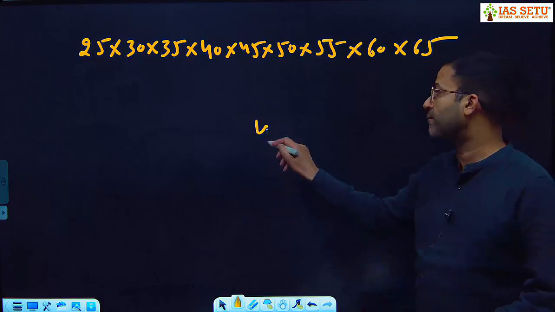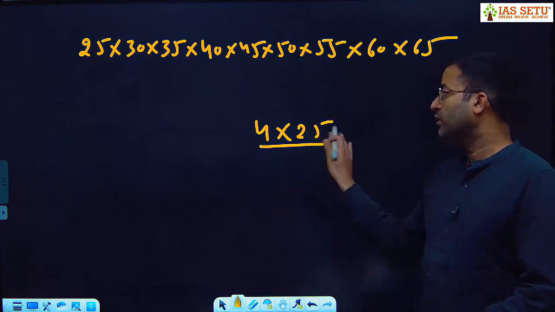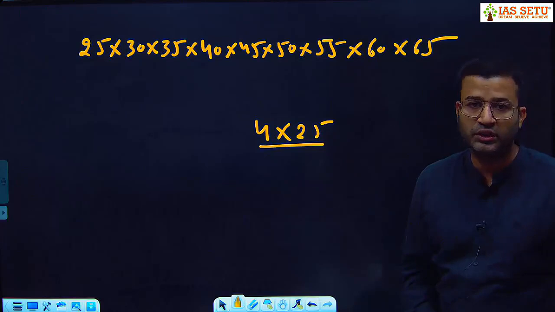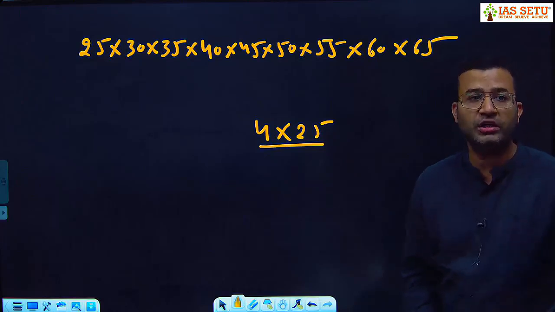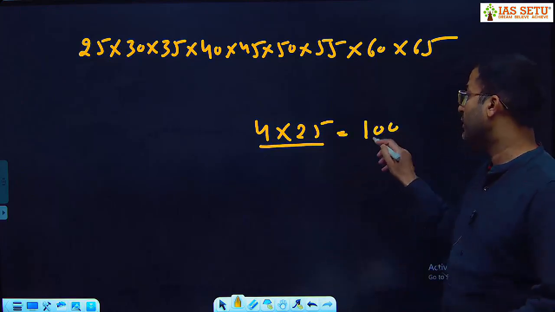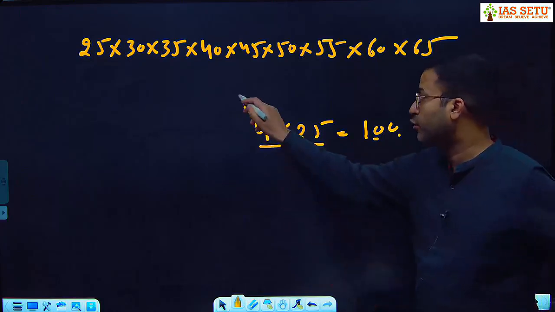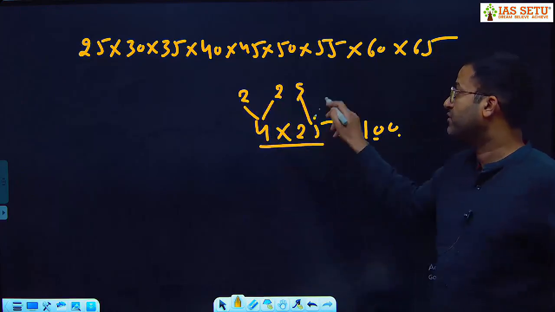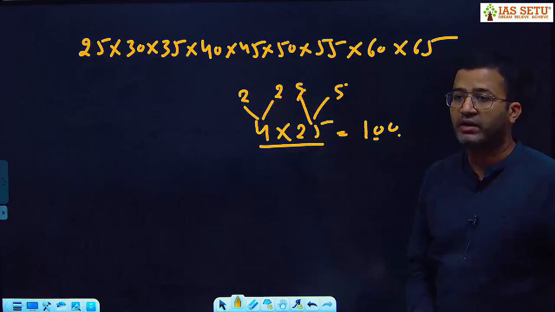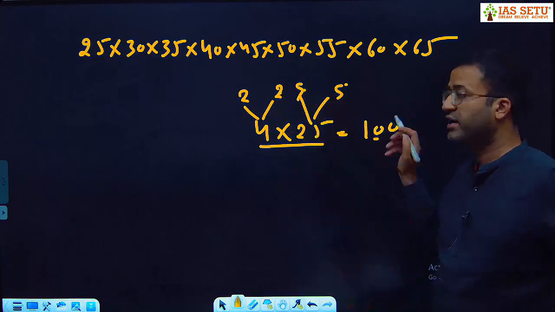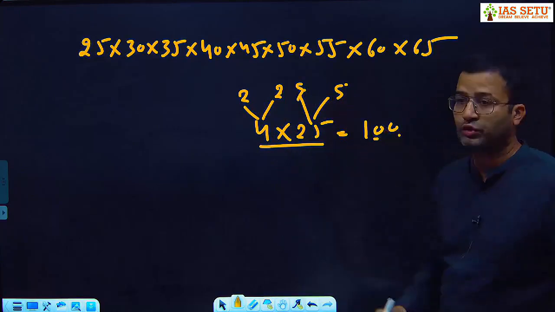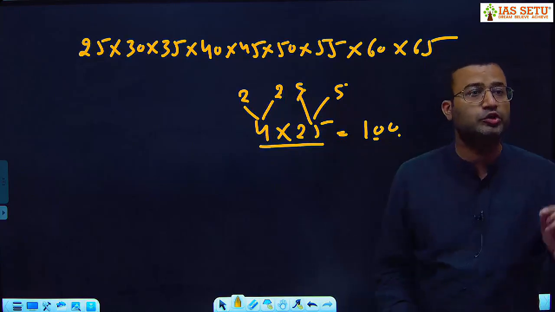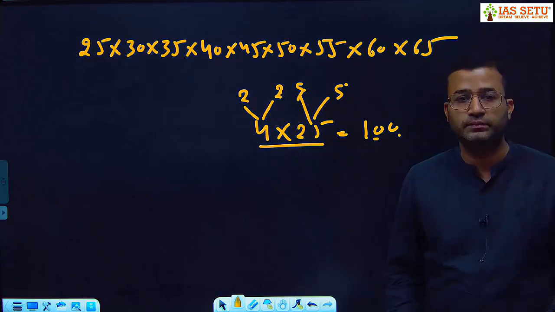Because I give you the example 4 into 25. Here you can't see any zero. In 4 there is no zero, in 25 there is no zero, but when we multiply there are 2 zeros. Why? Because 4 is 2 into 2, 25 is 5 into 5. These two combined with 5 give you a 0. These two combined with 5 give a 0. That's why there are 2 zeros. Every 2 joined with 5 gives a 0.